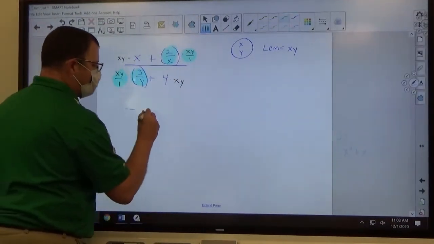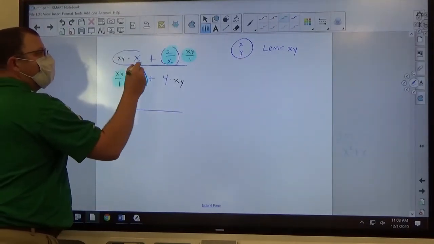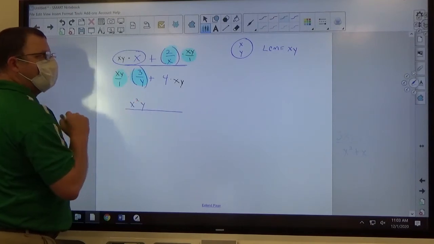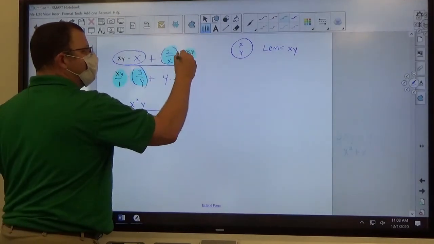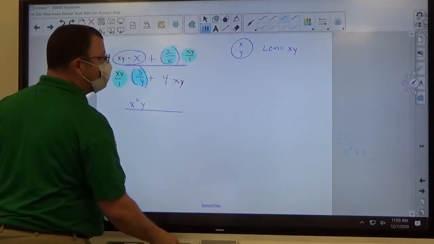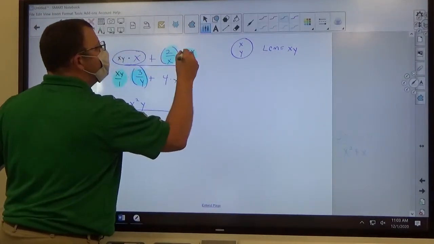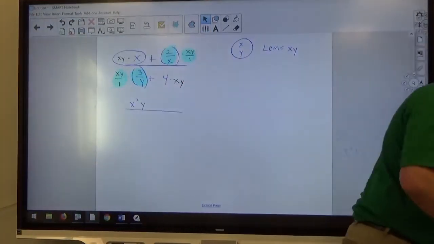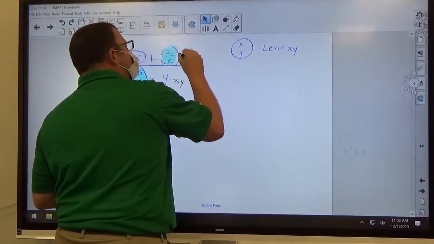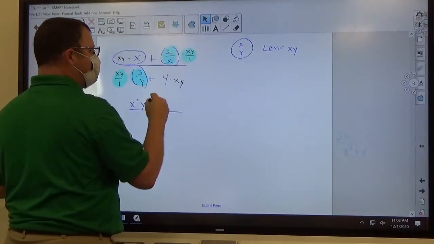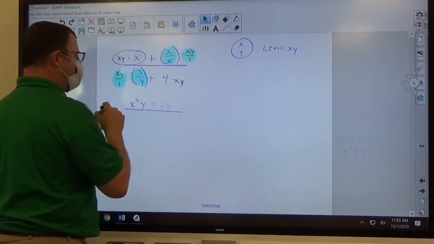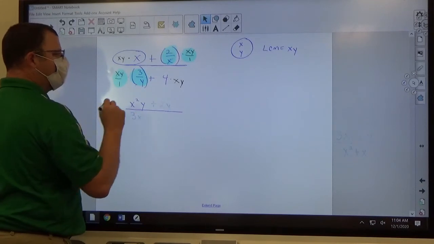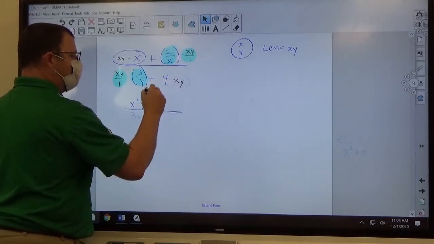So, nothing cancels here because there's no fractions. xy times x is x squared y. X cancels x here. X cancels x here, so we're left with 2y times 1, so plus 2y. Y cancels y here, so we're left with 3 times x. And nothing cancels here, there's no fraction, so it's going to be plus 4xy.